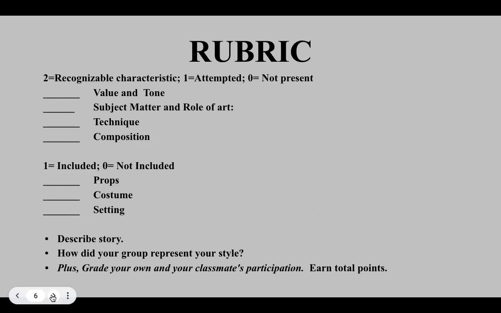We're going to be focusing on whether our subject matter for our tableau vivant meets the requirements of being either neoclassical or romantic. And so we want to focus on the value, tone, the subject matter, and the concept of the role of art, the technique, the composition, and then we'll also get some points for including props, costumes, and setting. We will do a little bit of reflection where each of us will describe the story. So it's really important that each person in the group understands what the story is and why we arranged ourselves in the way that we did to reflect the concept of either neoclassical or romantic art.